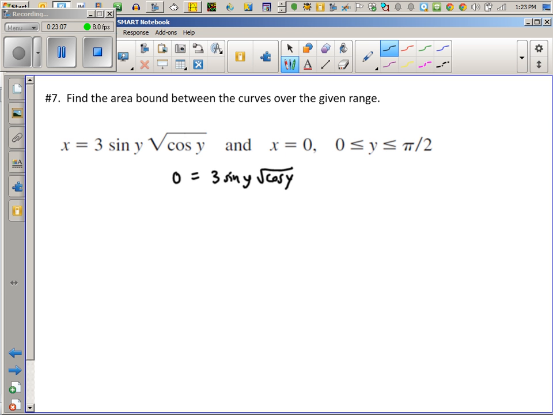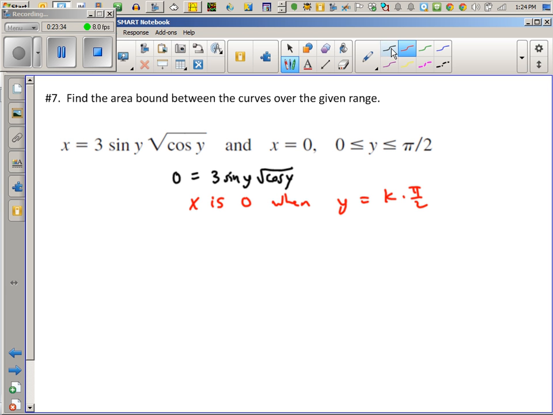Because you've got a cos y and a sine y. And when cosine encounters pi over 2 or 3 pi over 2, it goes to 0. And when sine encounters 0 or pi or 2 pi, it's going to go to 0. So basically, every multiple of pi over 2 is going to make this work. All right. So x is 0 when y is any multiple of pi over 2.